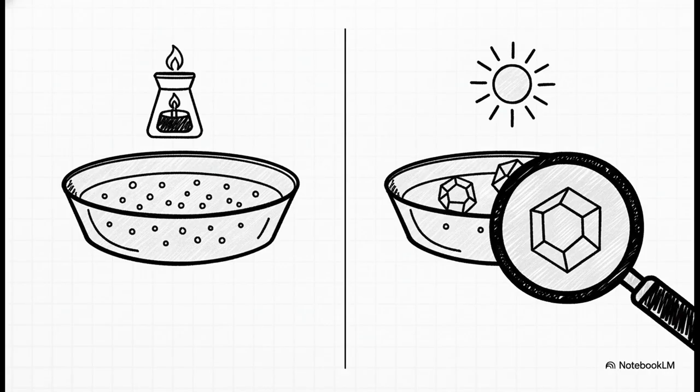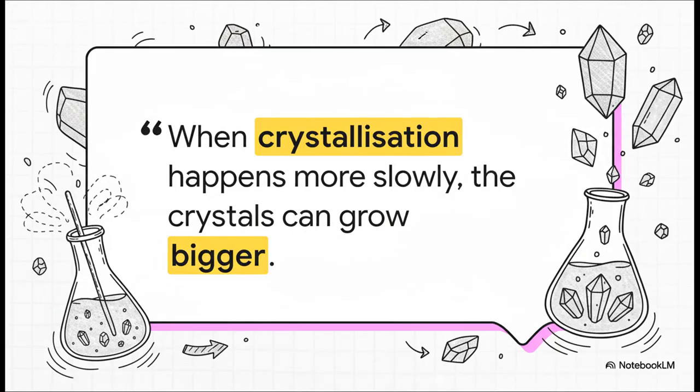But here's the cool part. When you look at the salt this time, it's different. The crystals aren't those little powdery grains we got before. No way. They're bigger, much bigger. And this shows us a really fundamental rule of thumb. It's a key idea. When crystallization happens more slowly, the crystals can grow bigger. It's like your patience is rewarded with these amazing, larger crystals.